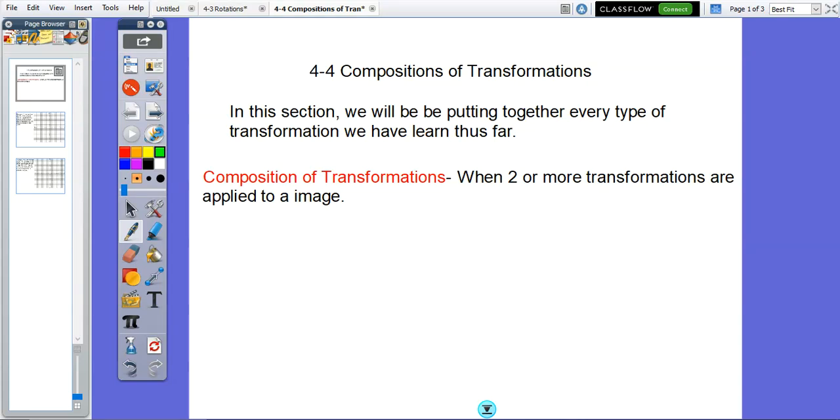Welcome back to some more geometry. Today we're talking about compositions of transformation. So this section right here is nothing new that you haven't learned.